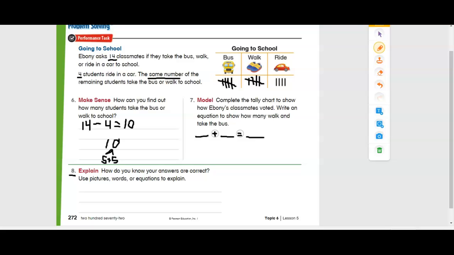Once you have completed answering number 8, you are all done with your math assignment. This is our last lesson in Topic 6. Now we will begin reviewing for our test. If you have any questions about anything we have learned in Topic 6, please let me know and I'll be able to help you.